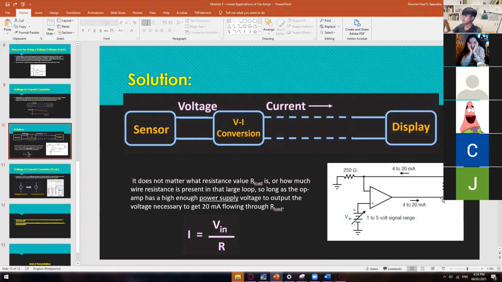And then why negative? Because as you can see, the polarity of your circuit now is something like this. Positive going out here is still positive, but once it passes through this R load, your current here will become negative due to the polarity of your R load.